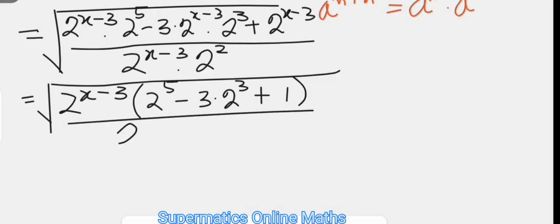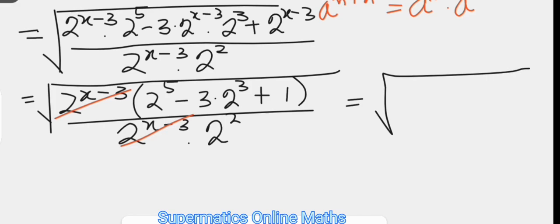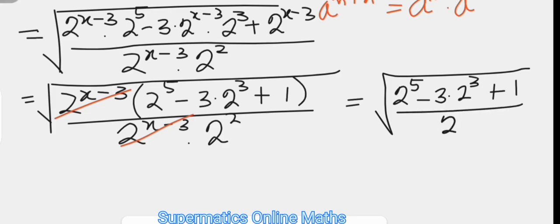In the denominator, we have 2 to the power of x minus 3 times 2 to the second power, so that easily 2 to the power of x minus 3 can cancel out, leaving us with the square root of 2 to the power of 5 minus 3 times 2 to the third power plus 1 in the numerator and 2 to the second power in the denominator.